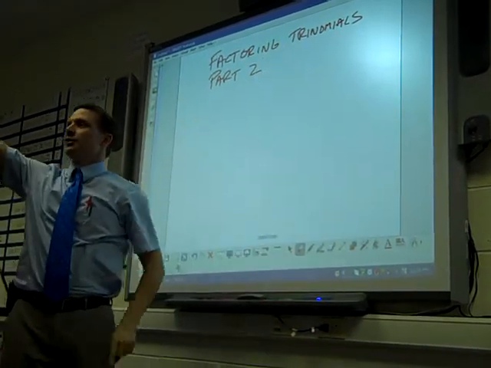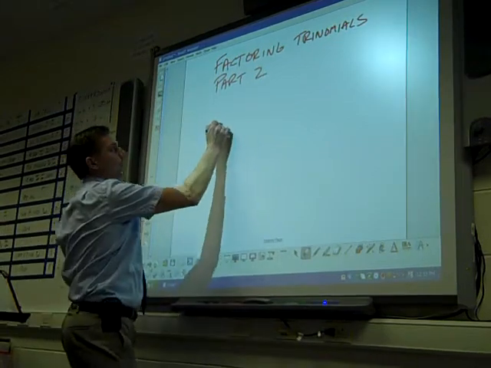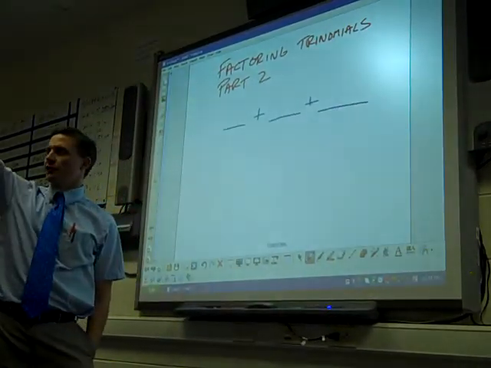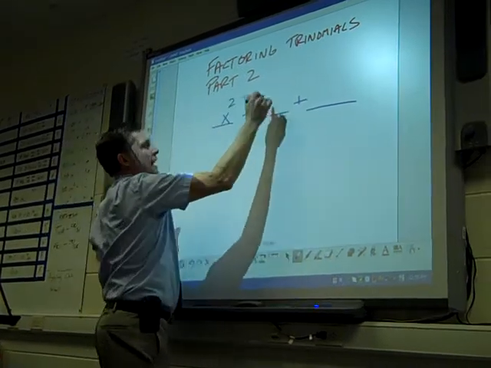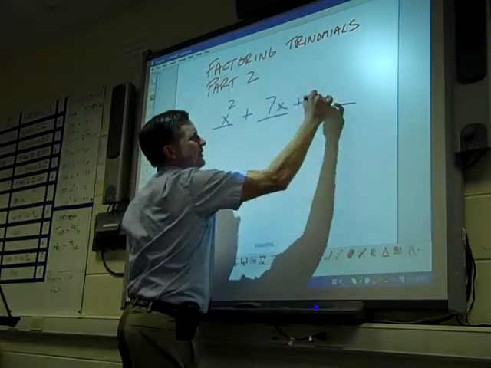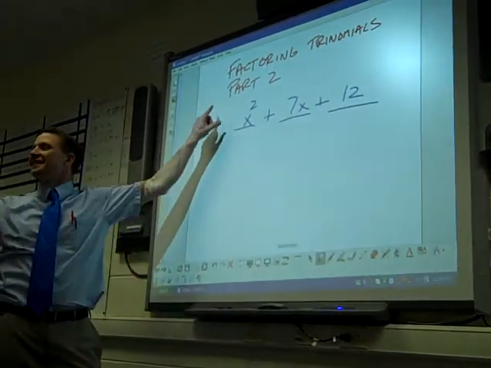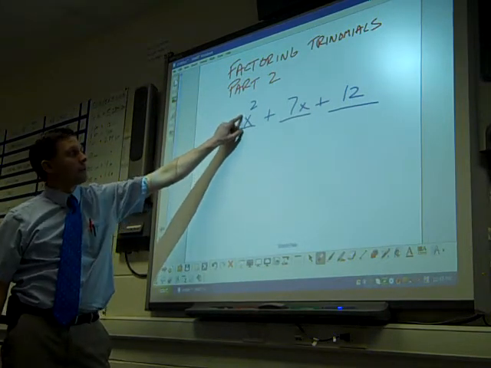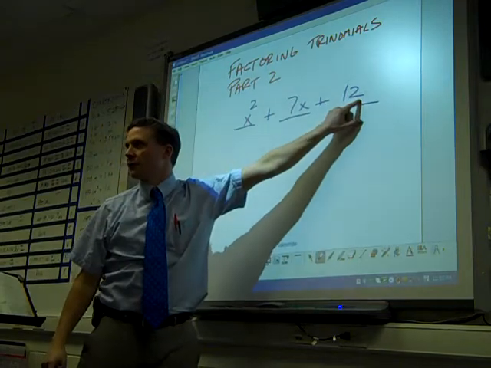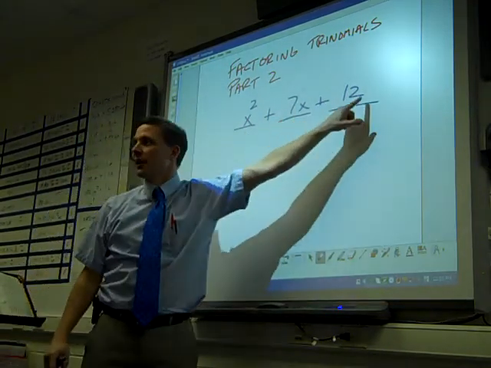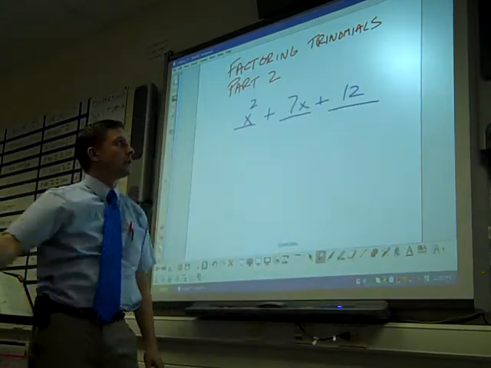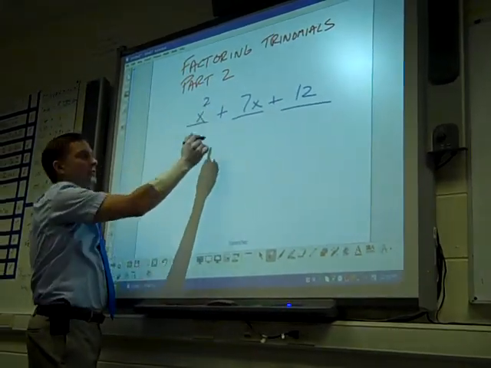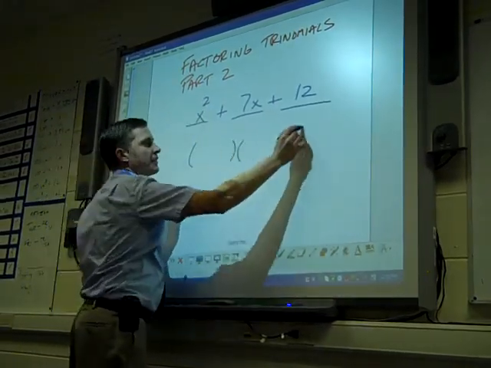Factoring trinomials, part 2. A trinomial, real fast, we call it a trinomial because it has 3 parts. And when we have a trinomial, I look for the common factor. 1, 7, and 12 don't factor. X squared, x, no x's. Nothing to pull out. Then you say, since it's a trinomial of order 2, a quadratic, we can factor this.